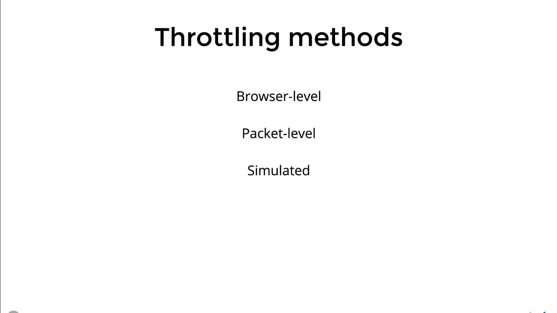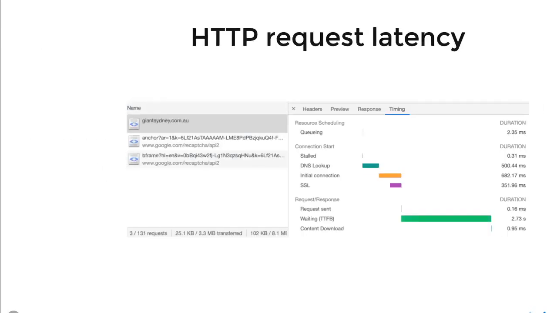There are three different methods I'm going to talk about. Browser-level throttling in Chrome DevTools; packet-level throttling, where I slow down each packet at the operating system level; and simulated throttling, which is the default throttling method for Lighthouse.